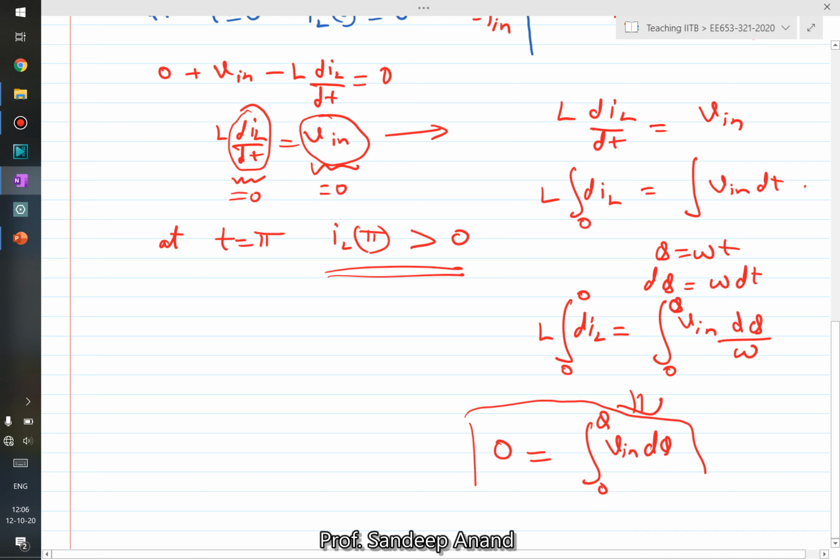So what does this imply? This implies that the area under the curve Vin, where the x-axis is theta, should integrate to 0. Integral means the area, so the total area should be equal to 0. That would tell me the point theta. If I start from 0 and keep integrating the area under the curve Vin, the point at which I get the total area to be 0 is the point theta.